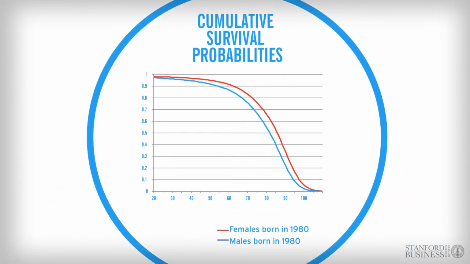Now, a really tantalizing calculation you can do with cohort mortality tables is to see the cumulative survival probabilities of people of different ages.